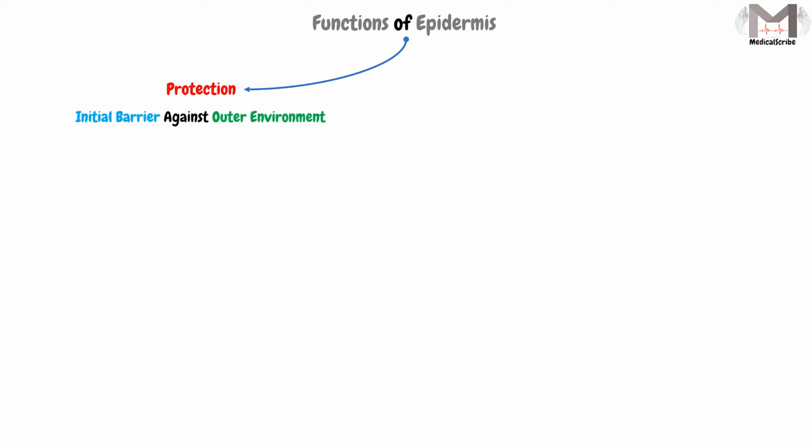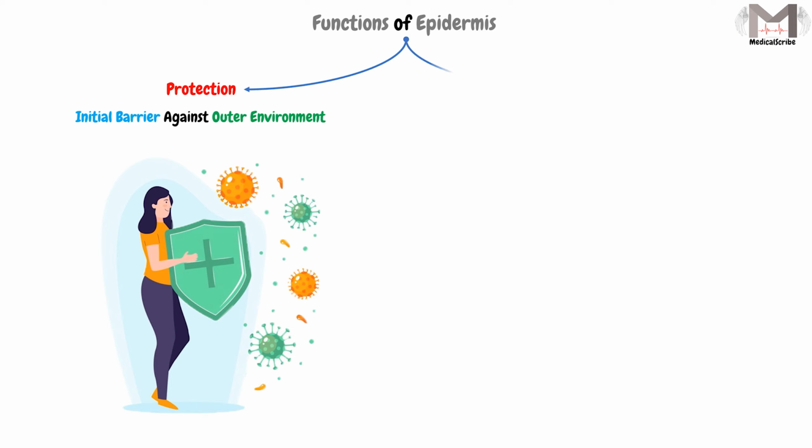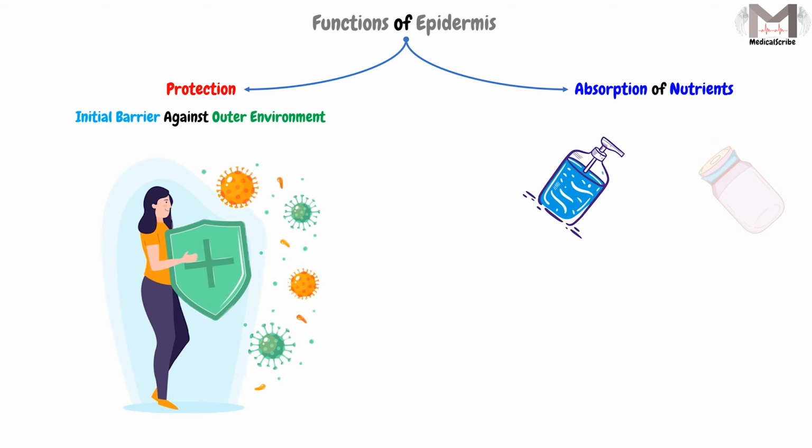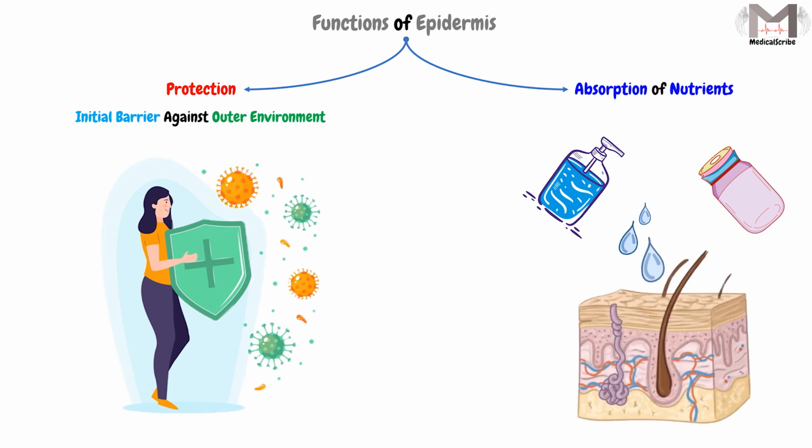Finally, we have to know the functions of the epidermis layer. The epidermis has two main functions, which are protection, because the epidermis serves as the first line or the initial barrier of protection against the outer environment, while the second function is the absorption of nutrients. That means when we put a skin care cream on our skin, for example, the epidermis will absorb the nutrients of that cream and push them down to the deeper layer. So those are the main functions of the epidermis.